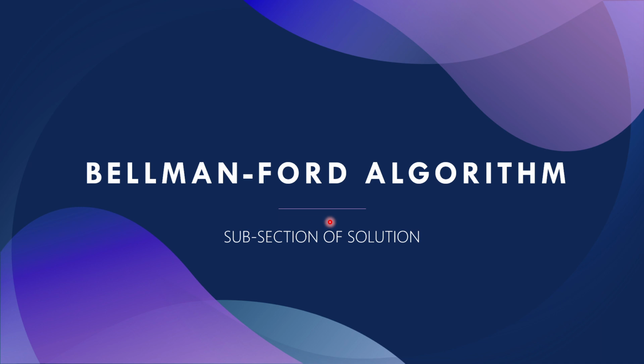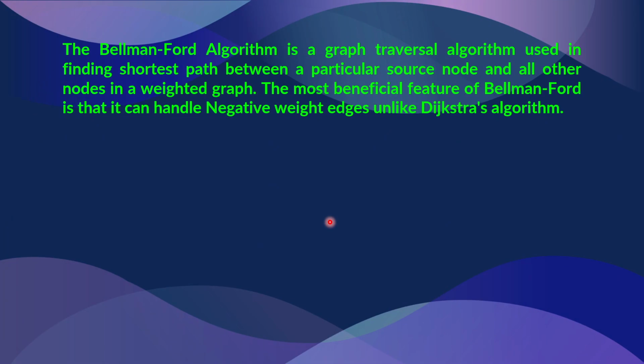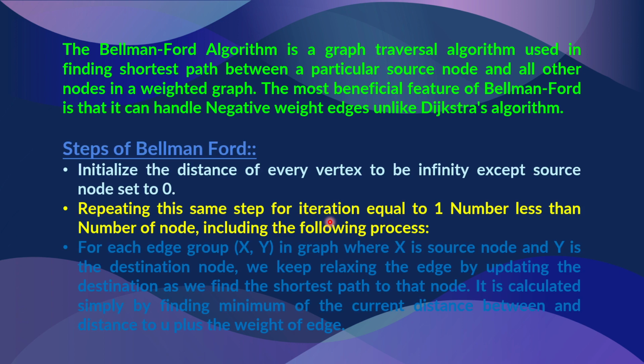This is just a little discussion about the Bellman-Ford algorithm, which is kind of a replacement for Dijkstra's algorithm. Bellman-Ford is also a graph traversal algorithm, which is used to find the shortest path between a particular source node and all other nodes in a weighted graph. The most beneficial feature of Bellman-Ford is that it can handle negative weight edges, unlike Dijkstra's algorithm. Now let us look at the steps of Bellman-Ford. It is pretty much alike to Dijkstra's algorithm, but it has some sense of where it can fall apart.